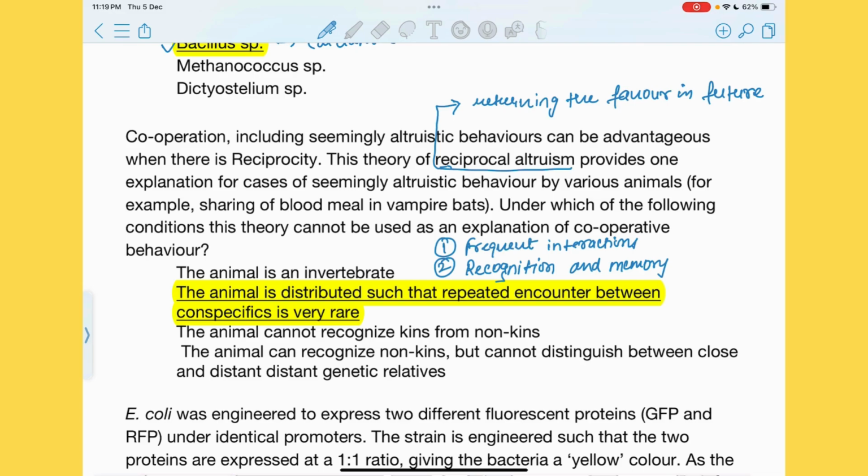So the animal is an invertebrate. It's not the case. It can be a vertebrate, invertebrate, anyone. The animal is distributed such that the repeated encounter between the species is very rare. No, this is wrong, and we need to find the wrong one. We need frequent interactions for this. So the correct option is option number 2.